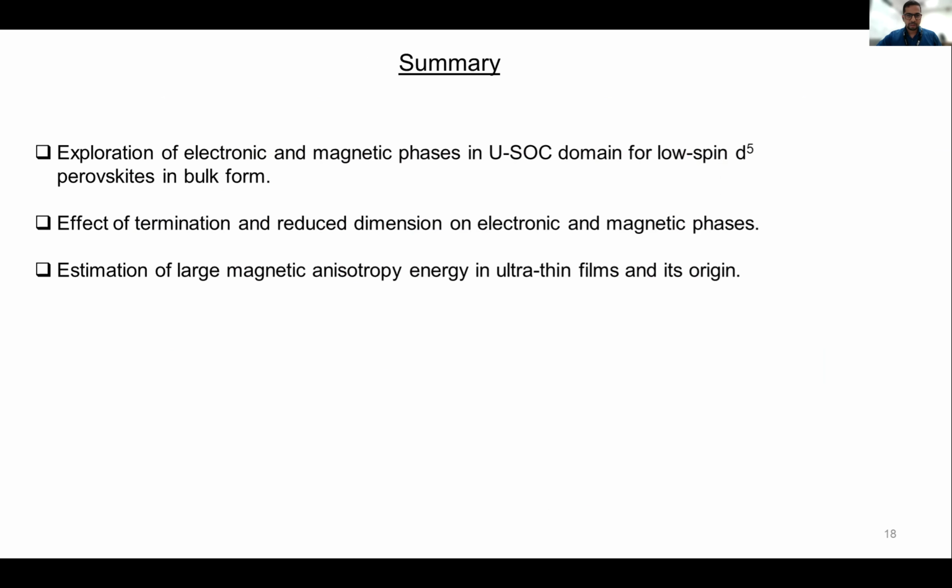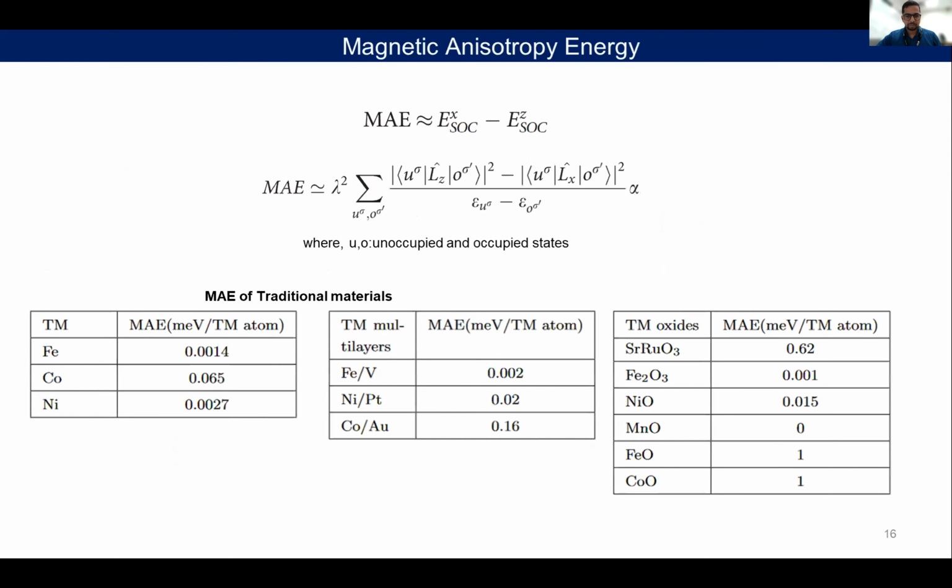So actually, the significance is that if you see this bulk perovskite, there are very competing interactions. You have Coulomb repulsion, on-site spin orbit coupling, crystal field splitting. All these competing interactions interact and they create different quantum phases in the system. So first, to answer, in the bulk, we explore all the quantum phases that not only 5D, but all the 3D, 4D, and 5D perovskites can exhibit.